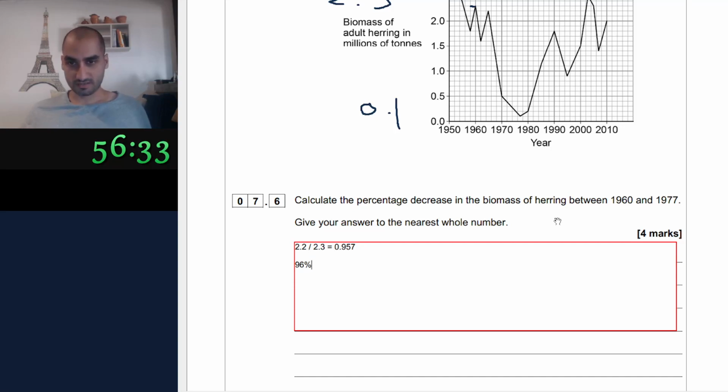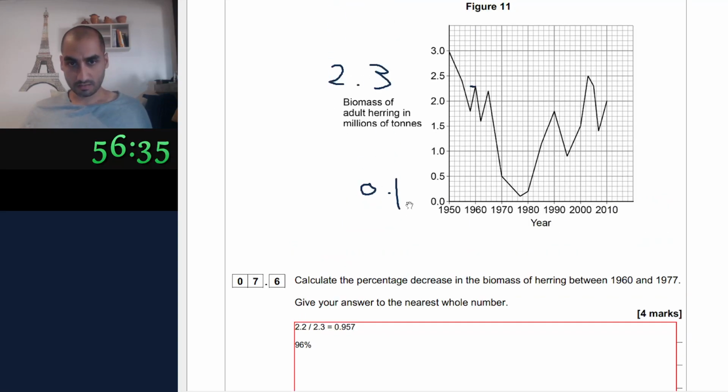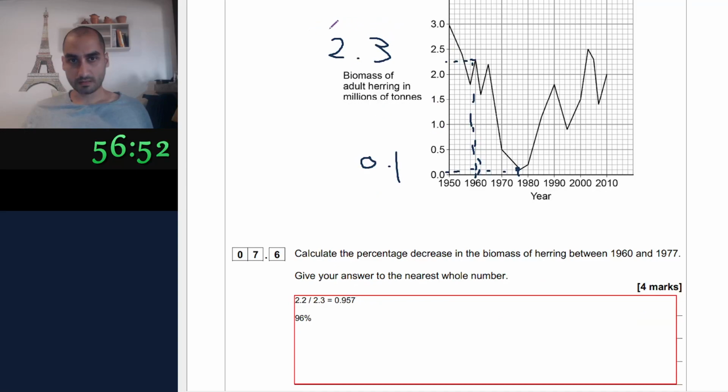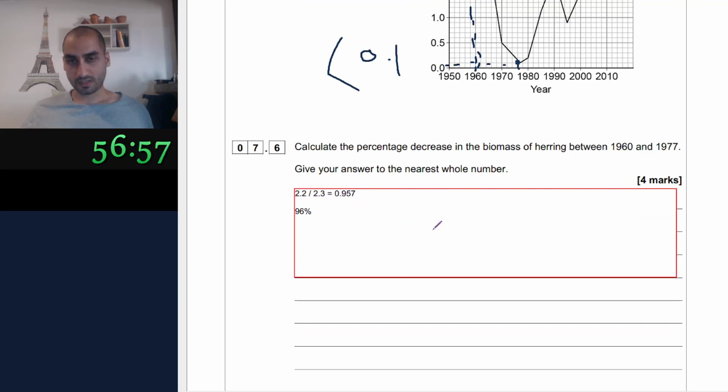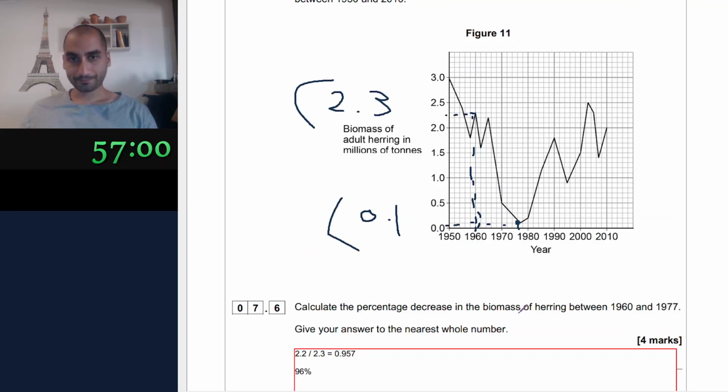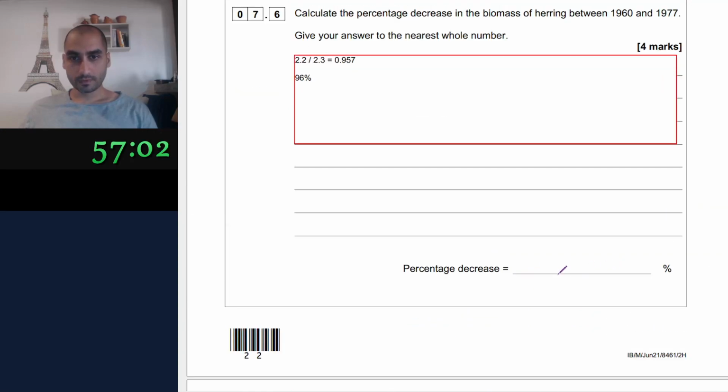There's no catch to this. Okay, let's just make it clear that I've actually checked the graph. Okay, 1960 to 1977. I've marked the numbers here. Yeah, I think that's all I need to say. Oh, 96. Nearest whole number.